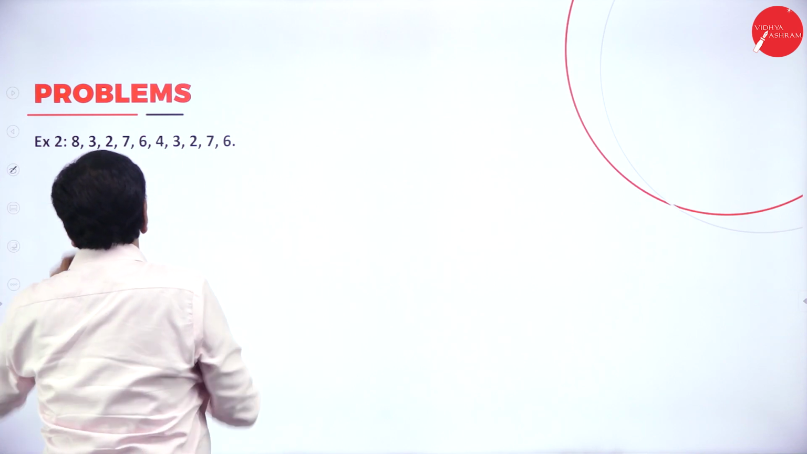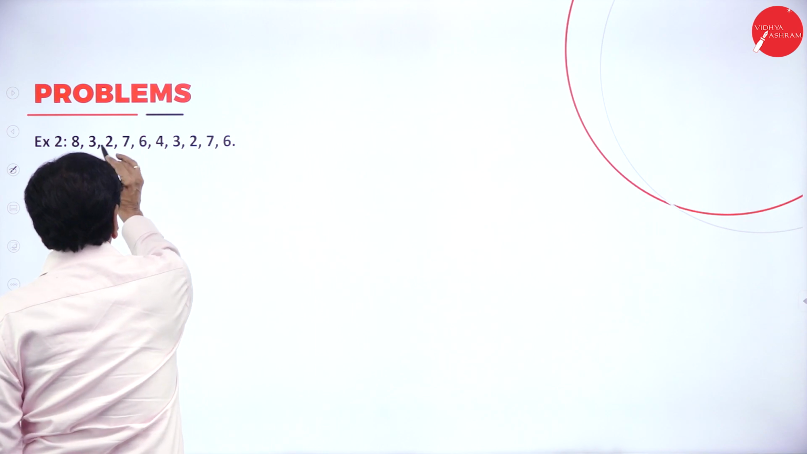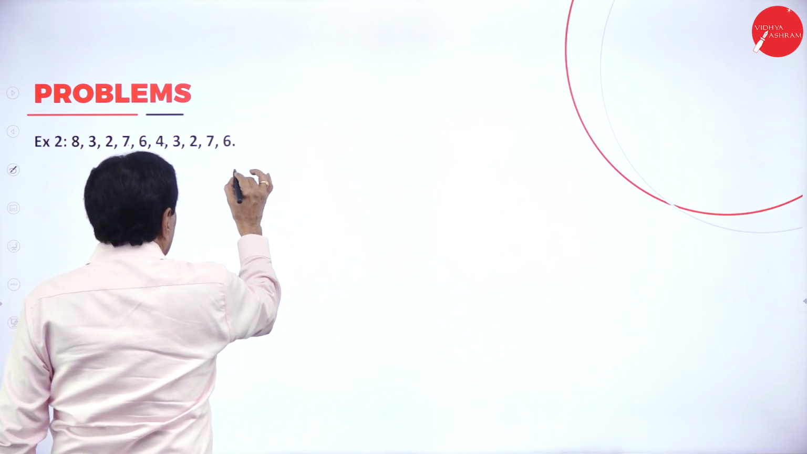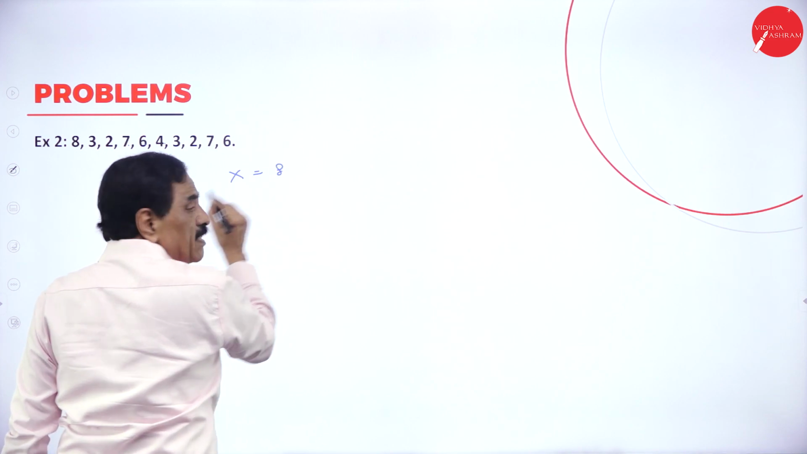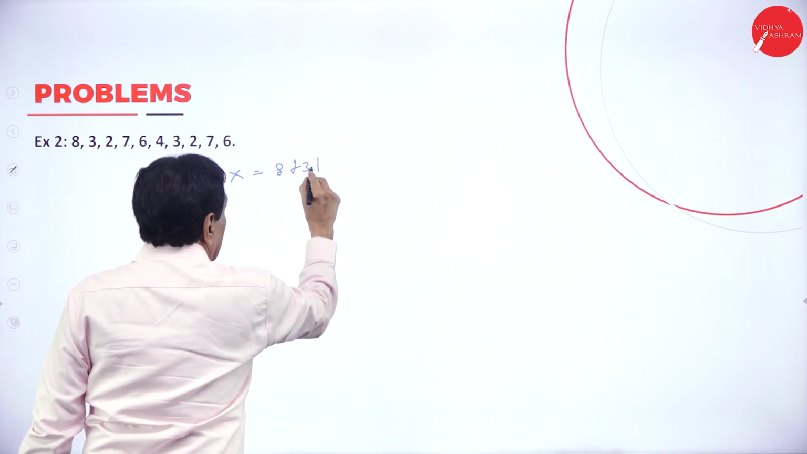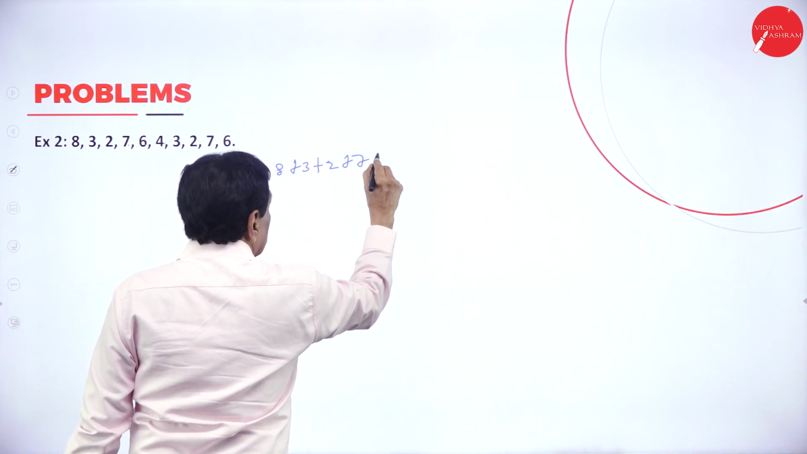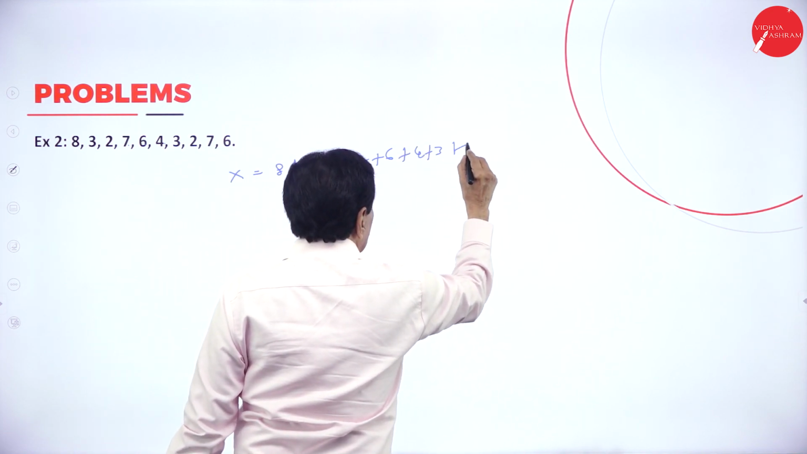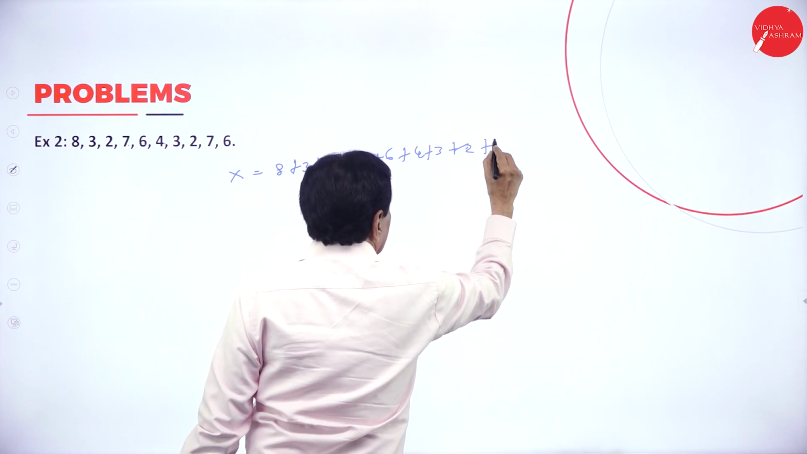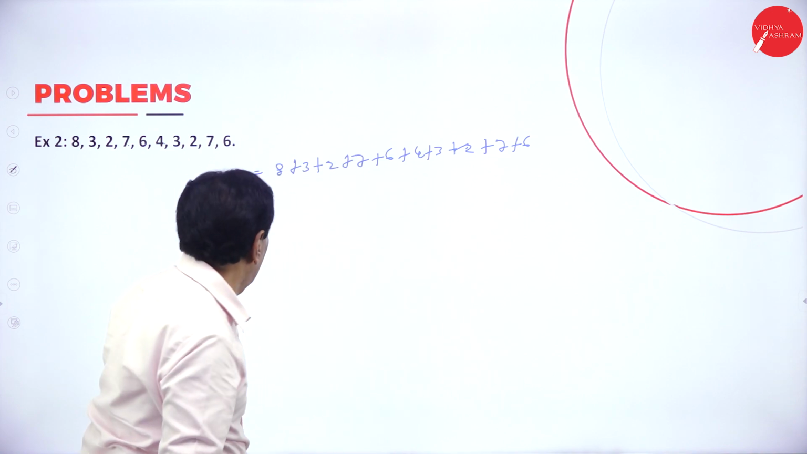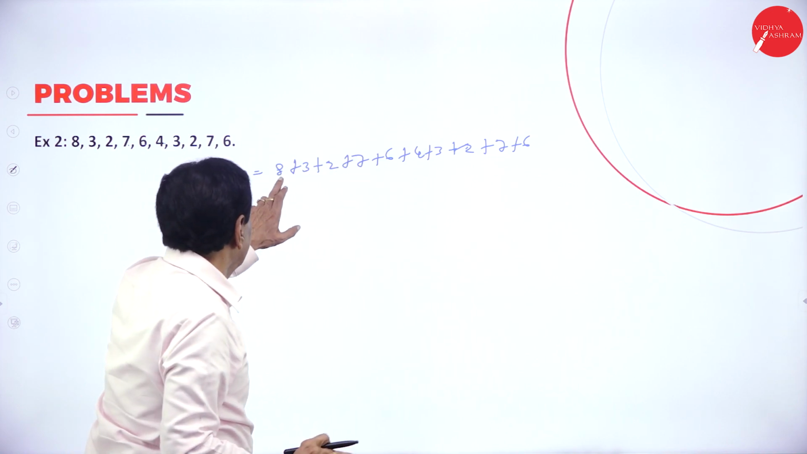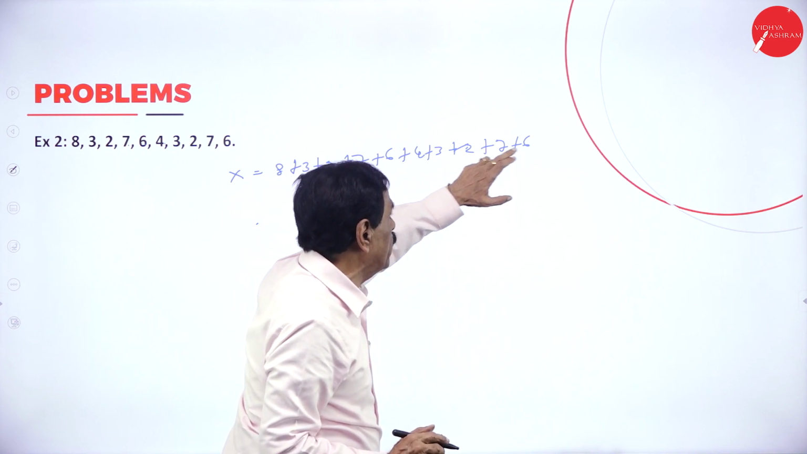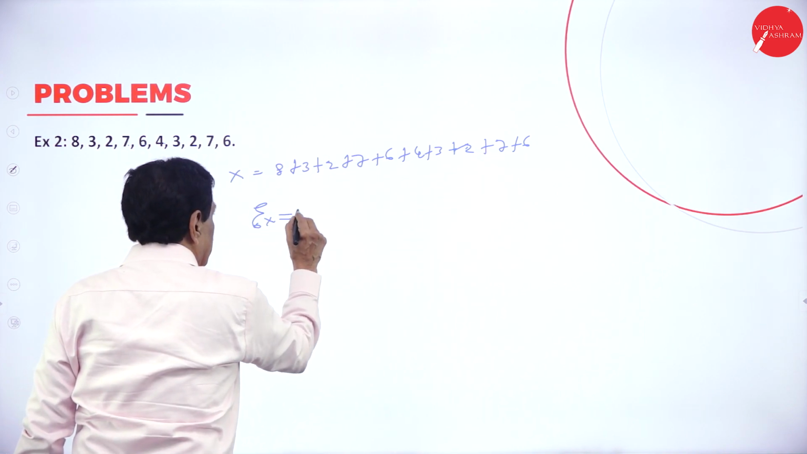So in the second example, the numbers are 8, 3, 2, 7, 6, 4, 3, 2, 7, 6. Add the numbers. Sigma x is equal to 8 plus 3 plus 2 plus 7 plus 6 plus 4 plus 3 plus 2 plus 7 plus 6. 8 plus 3, 11, 13, 20, 26, 30, 33, 35, 42, 48. So sigma x is equal to 48.